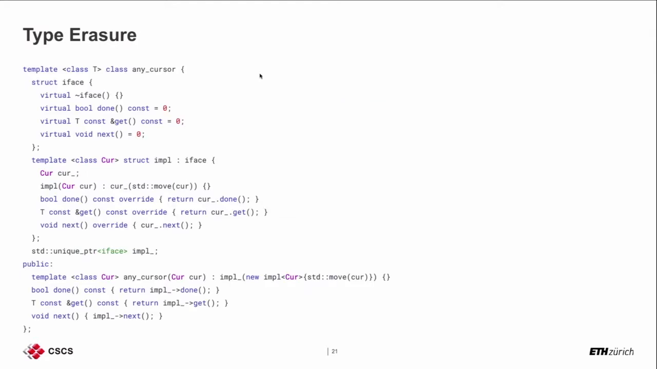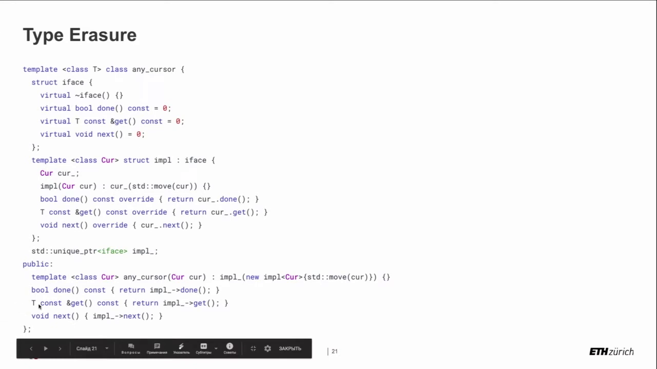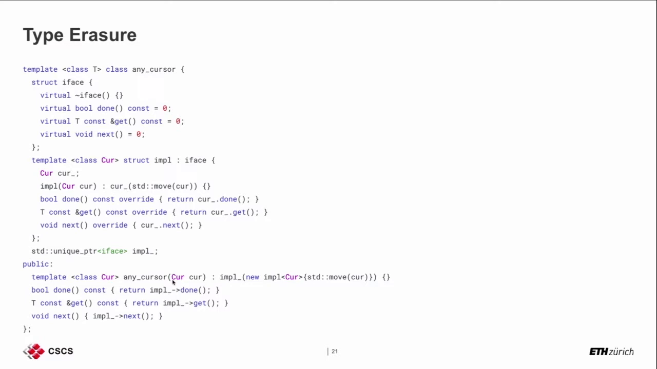So what should it be? We should have a class that also models the cursor concept. So it should have done, get, and next as required. And also we should be able to construct it from any cursor of the given type. So internally we form the runtime interface with done, get, and next methods. Here we use this T parameter that is passed to any cursor. In this case it's a char. And we store in the class the unique pointer to this interface.